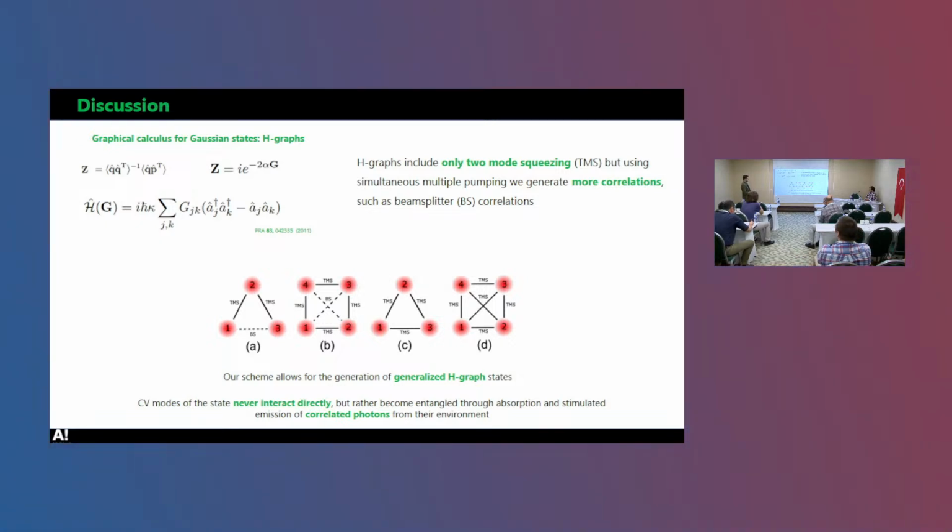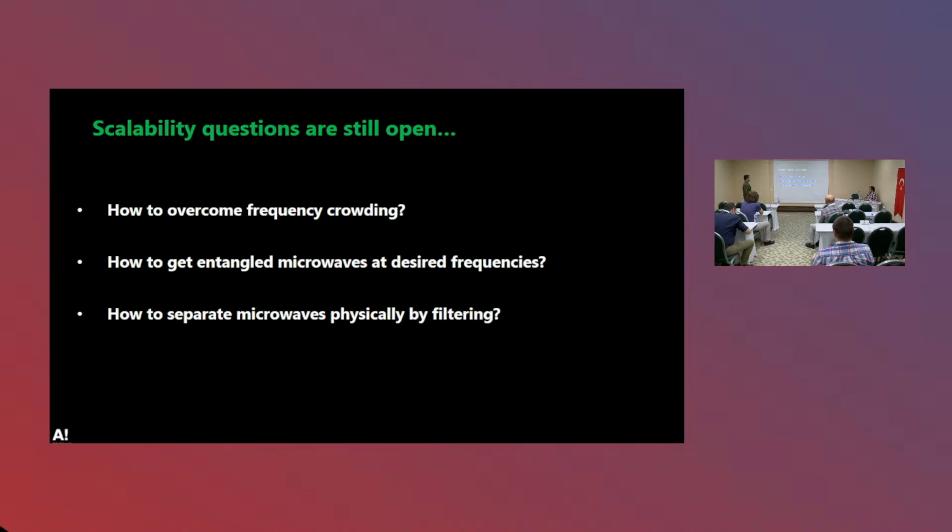And here, if you compare it with optics, modes are not interacting directly, right? We don't have actual beam splitters where they interact. Basically, it is happening within the same nonlinear environment, and all this kind of entanglement is happening because of the absorption and then emission of correlated photons. However, there are several questions still open.